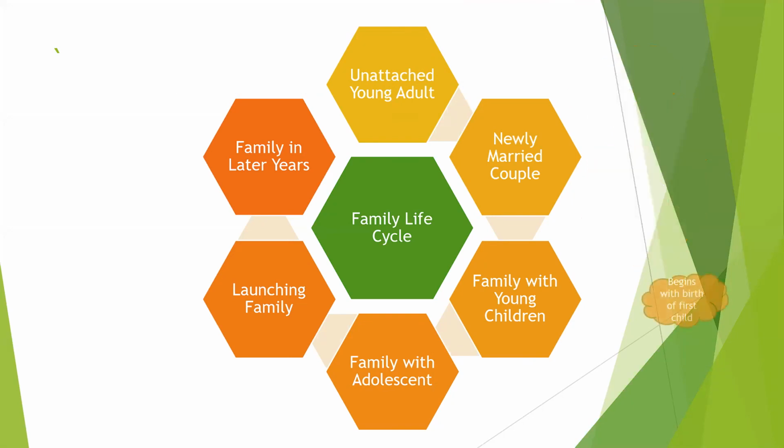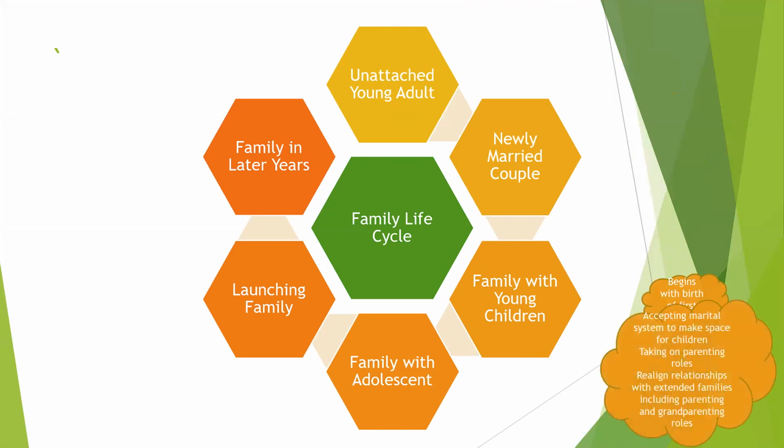For the next one, the family with young children begins with the birth of the first child. This is accepting the marital system to make space for the children and taking on parenting roles. This also realigns relationships with extended families, including the parenting and grandparenting roles. The emotional process of transition is accepting new members into the system.